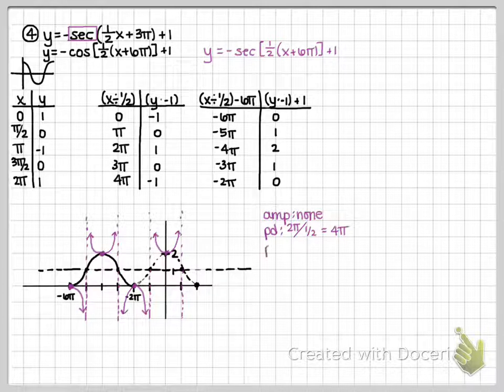My phase shift is the same for secant as it is for cosine, and it looks like it's going to be left 6 pi. My vertical shift, again, same for secant as it is for cosine, is going to be up 1.